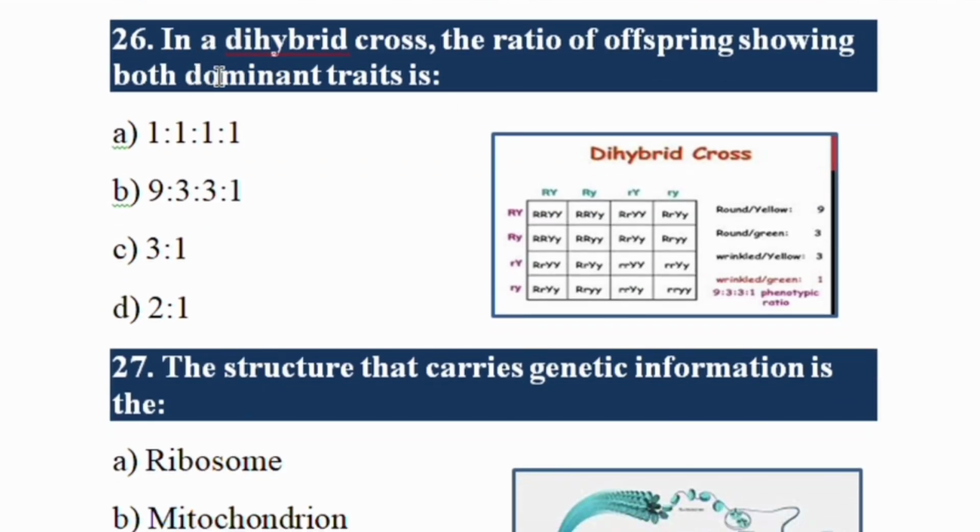In a dihybrid cross, the ratio of offspring showing both dominant traits is alpha, 1:1:1:1? Beta is 9:3:3:1. So here the right option is beta for dihybrid cross.